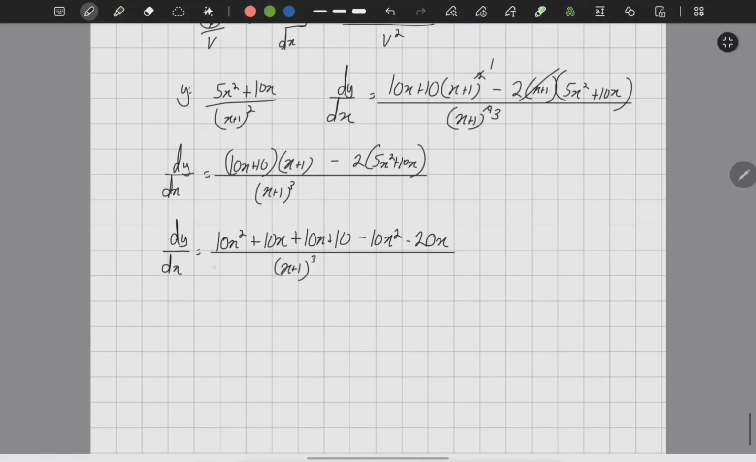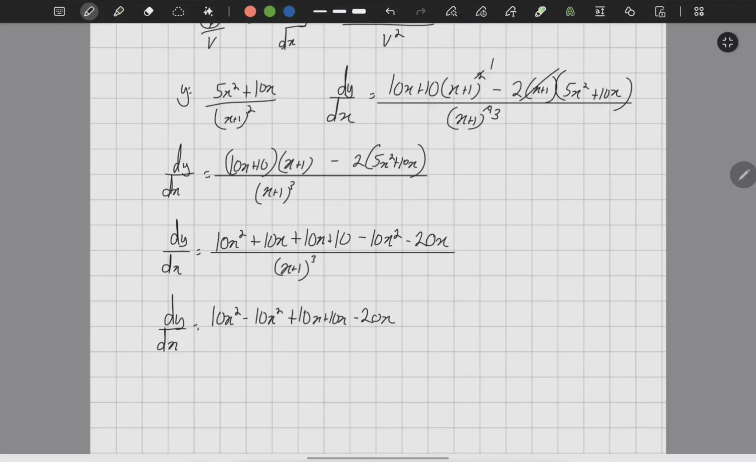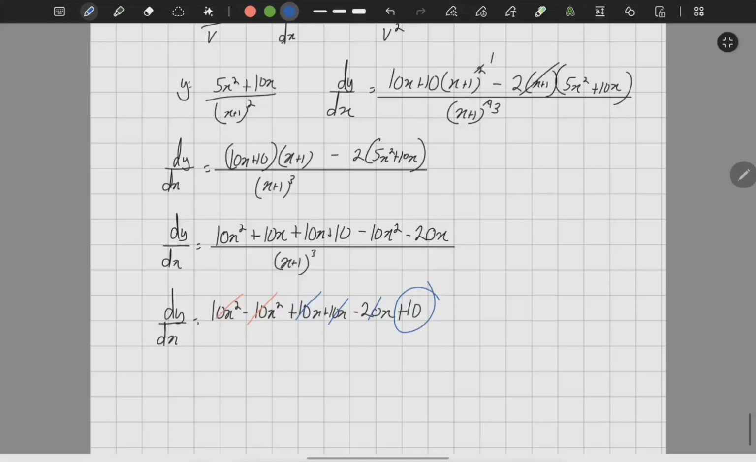And then if I rewrite this with all the like terms collected, we'd have the 10x squared minus the other 10x squared. Then we'd have the plus 10x, the plus 10x, and also the minus 20x. And then we'd also have the plus 10 at the end. So you can see this cancels out with this. The 10 and the 10 will cancel out with the 20. And the 10 is what remains, just the constant.